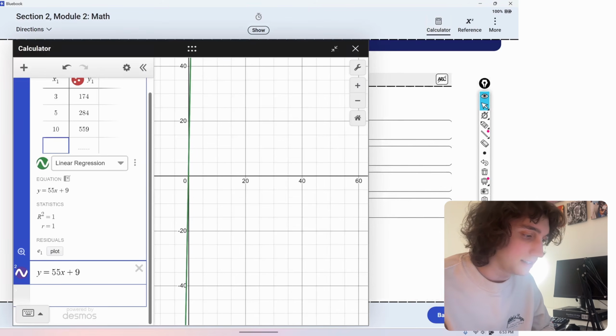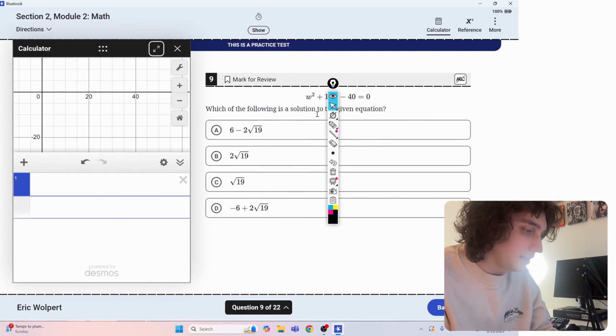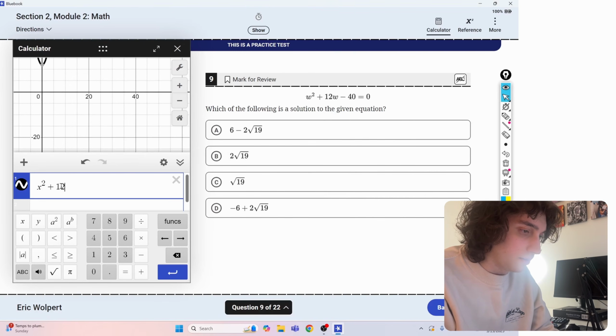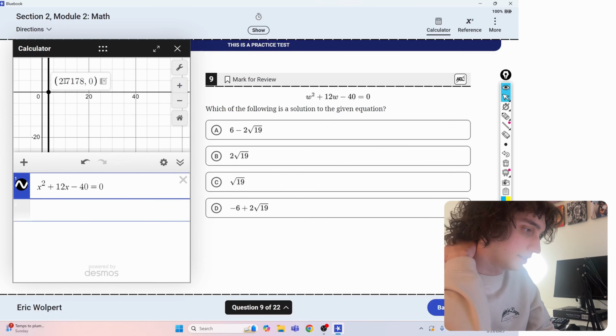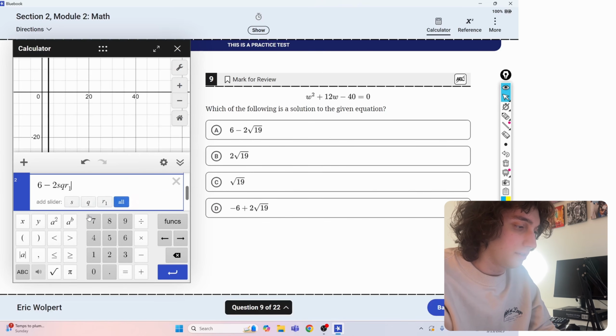And the quadratic formula is tedious, and we don't want to do that. So I'm going to use Desmos for this. Instead of w's, we'll use x's, x squared, plus 12x minus 40 equals 0, and we get one solution at 2.7178. Now that's not the most helpful, so we're going to want to plug in our different answer choices and see which one lines up.